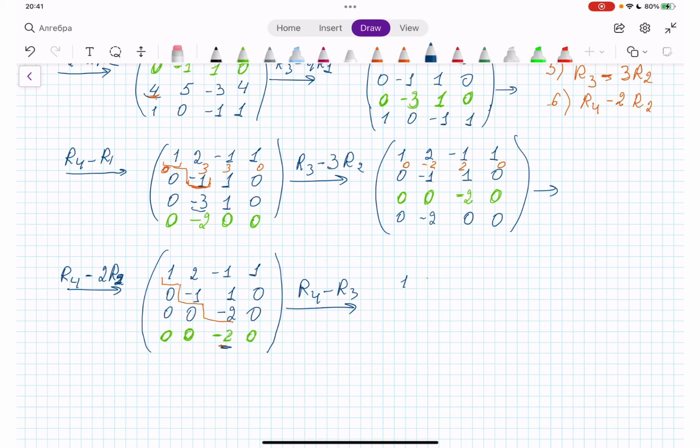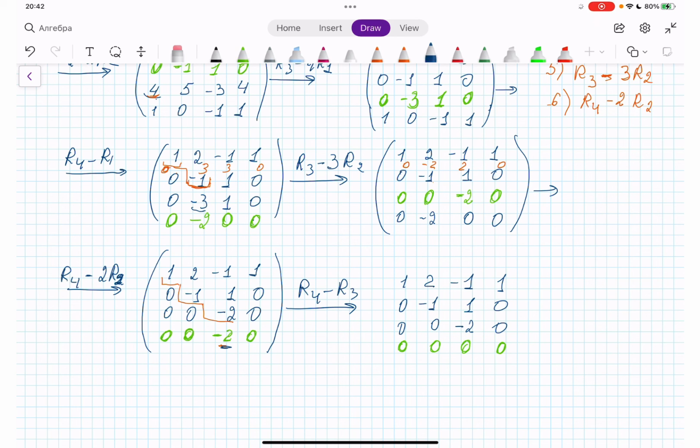So write down 1, 2, -1, and 1, 0, -1, 1, and 0. Here we get 0, 0, -2, and 0. Okay, now we need to subtract. Let's do it. Line 4 minus line 3. So we are getting, first one is going to be 0. Second, 0 minus 0, also 0. Here we get -2 minus -2. We will end up with -2 plus 2. It's going to be 0. And we finally have 0 minus 0, which is also 0.